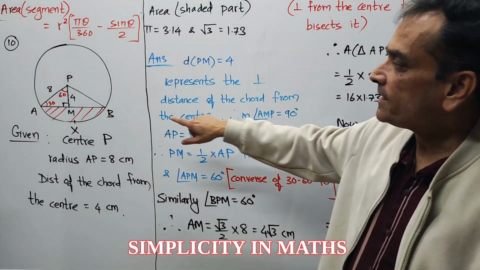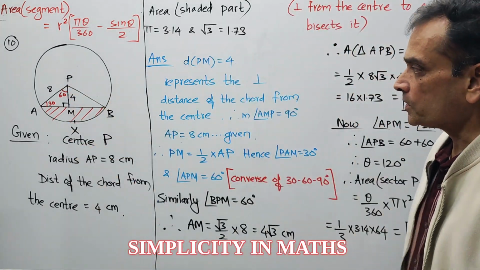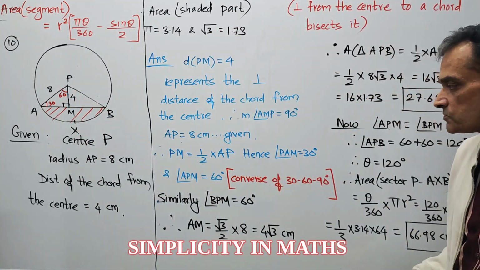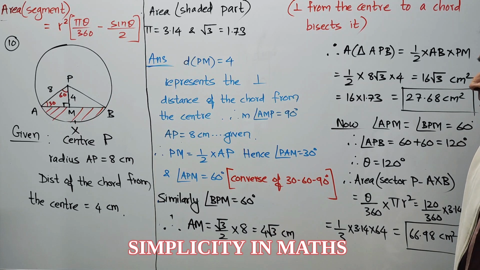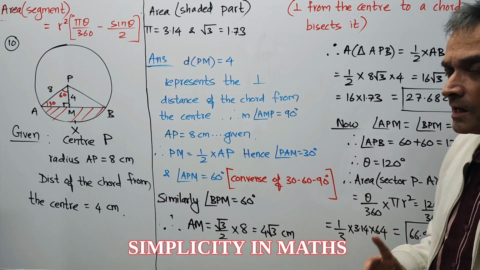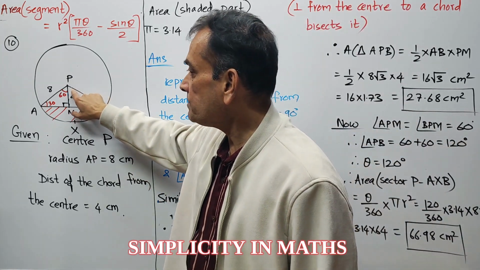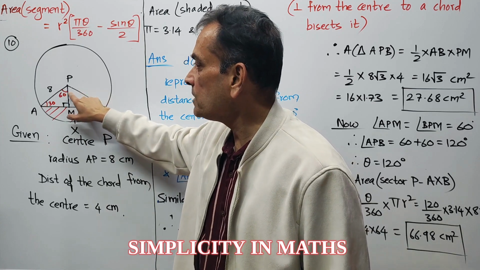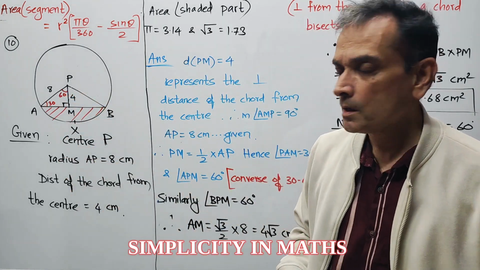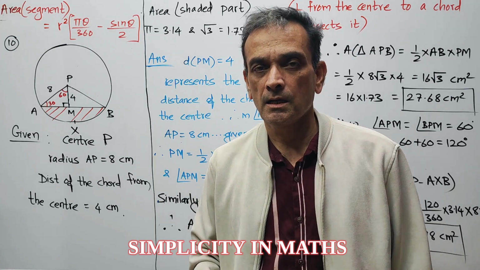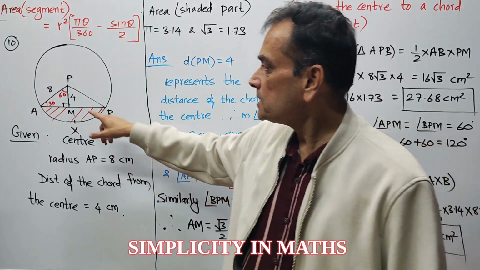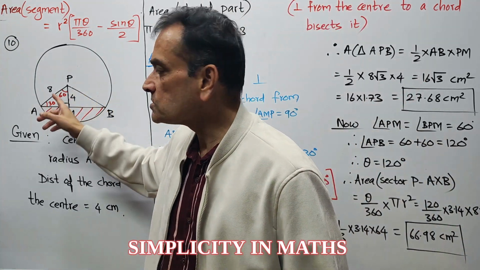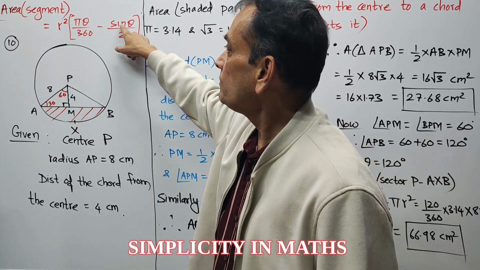Similarly, we can say angle BPM is 60. If this is 60, angle BPM is also 60. That's what is mentioned here. Right? Clear? अभी ध्यान से सुनो. 60 plus 60 gives you 120. This full angle APB becomes 120. If that angle is 120, theta will be 120. Central angle को क्या बोलते हैं? Theta बोलते हैं.